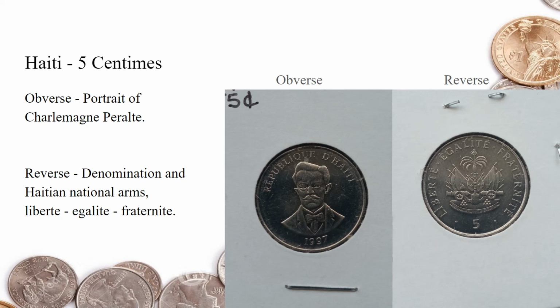You also have the Haitian national arms, which is right above it, as well as the phrase Liberté, Égalité, Fraternité, which is French for liberty, equality, and brotherhood.